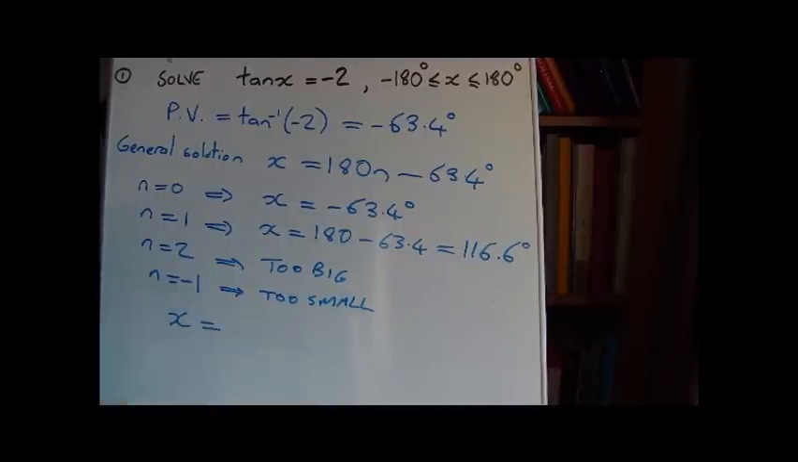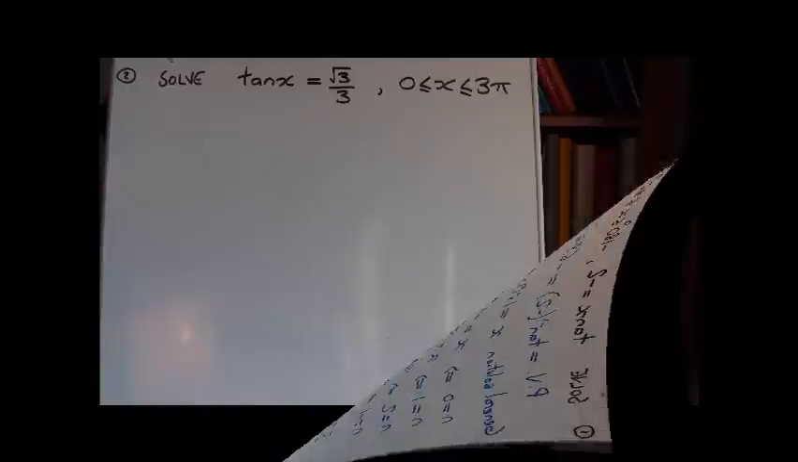The only solutions to the original equation are minus 63.4 degrees and 116.6 degrees. In the exam you could check these were correct by substituting them back into the original equation to check that they were about -2.